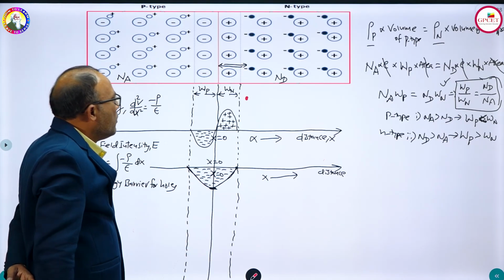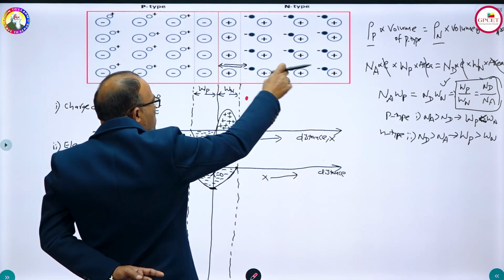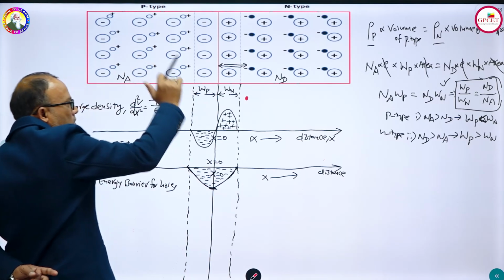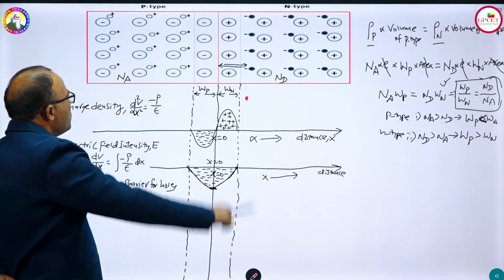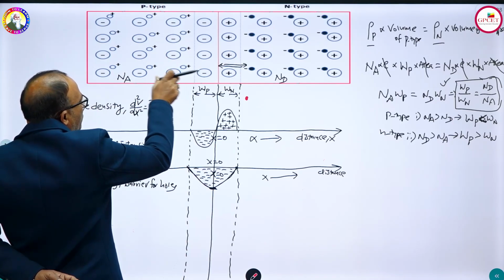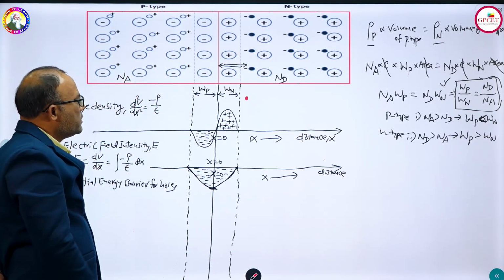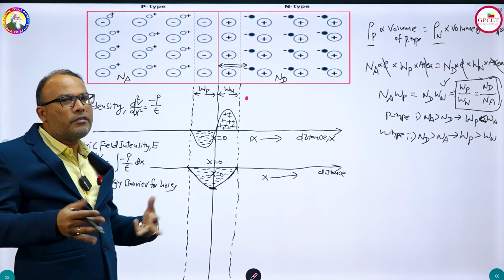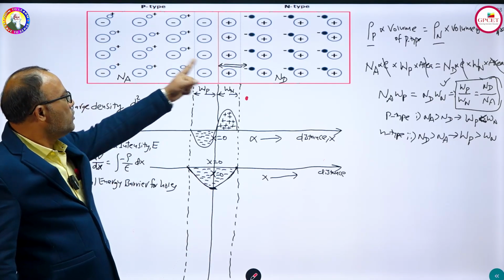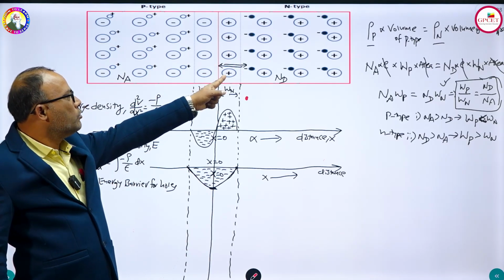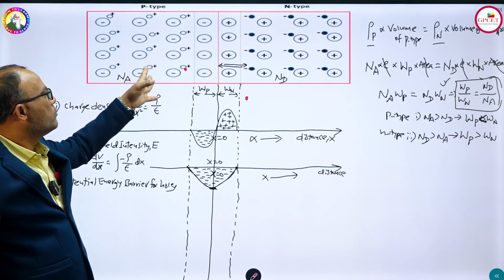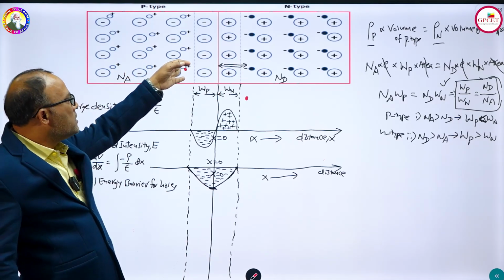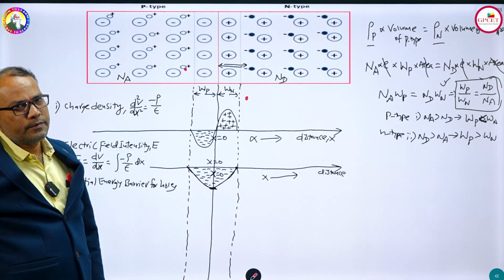That's why all the second column, third, and fourth column electrons are not crossing the junction, because they do not have the required energy to cross it. Similarly here, all the second column holes, third column holes, and fourth column holes are not crossing the junction. They come near the junction, and due to this positive charge they are repelled, move backwards, and sit in the original position here.